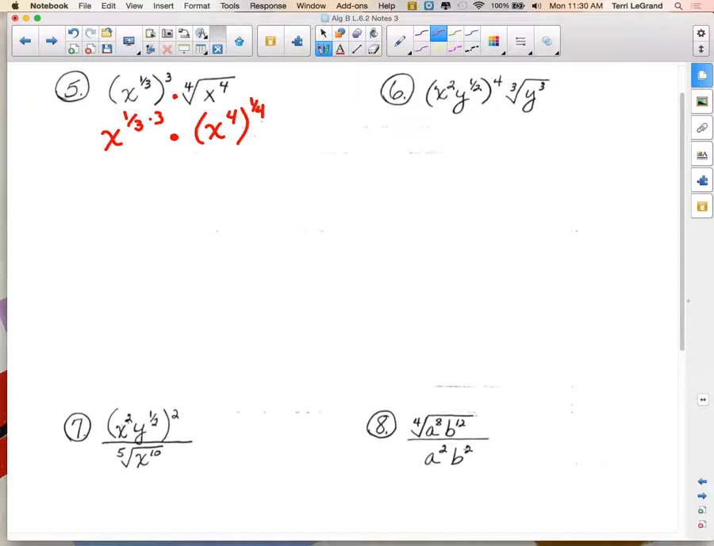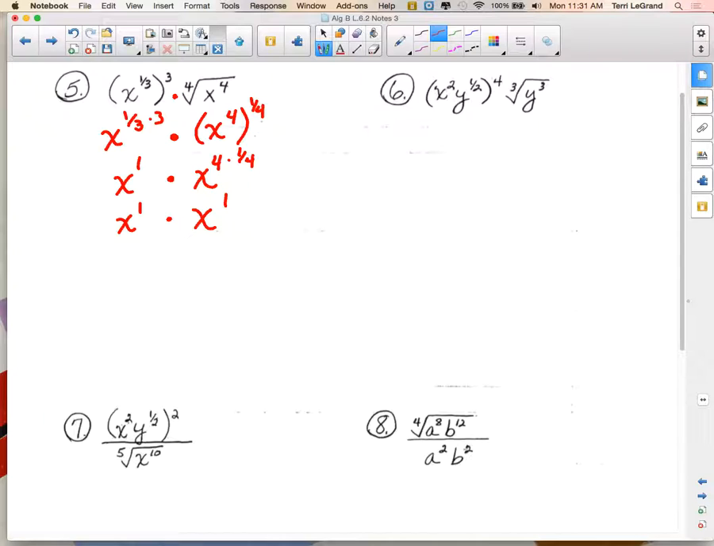This factor, x to the 1/3 times 3 power, what is a 1/3 of 3? 1. So this becomes x to the 1st power. Bring down our multiplication dot, and now we're going to apply the power to a power rule to this one also. 4 times 1/4. Turn 4 into 4 over 1. So that becomes, what is a 4th of 4? 1. Yeah. So that becomes a 1.